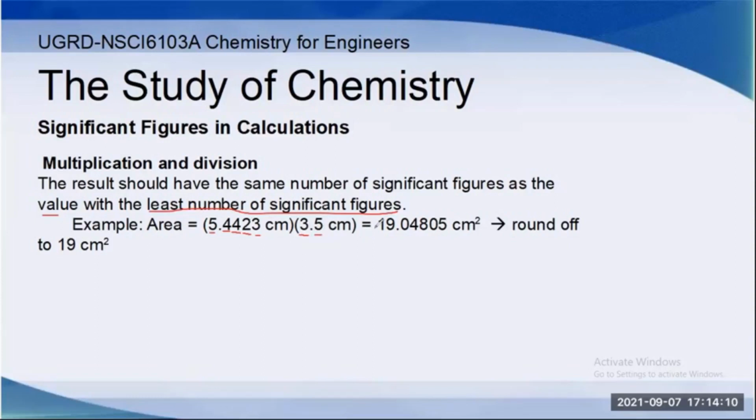Multiplying, we get 19.04805. But since we are to follow the rule in significant figures, we follow the least number. We have 2 significant figures, so we have to round this off. We get 19 square centimeters. So that's it for our significant figures.